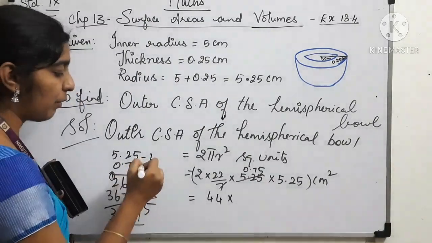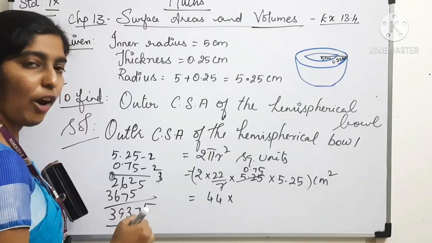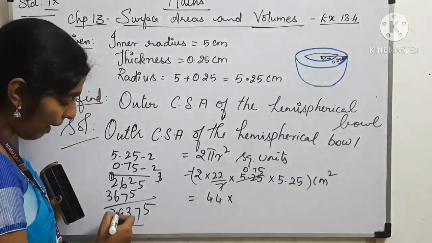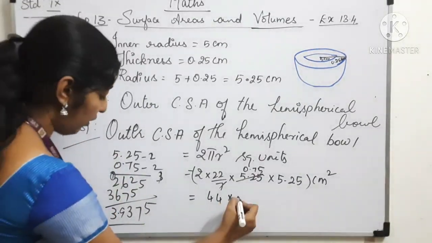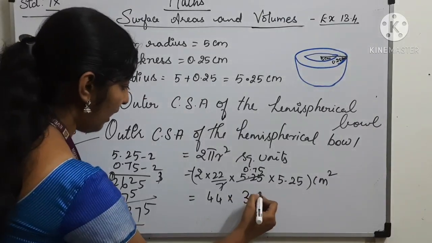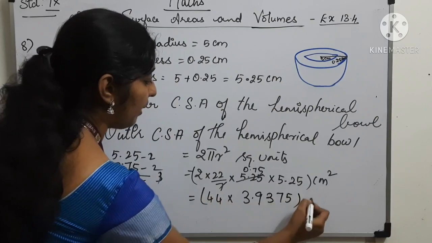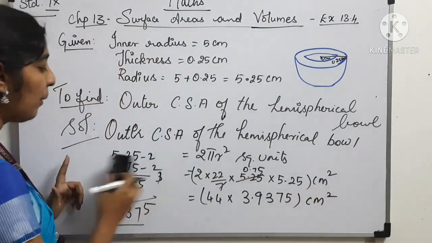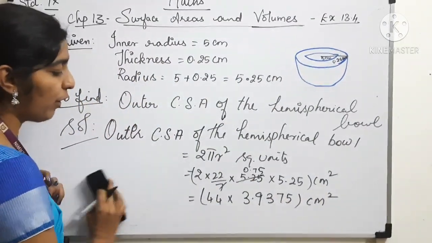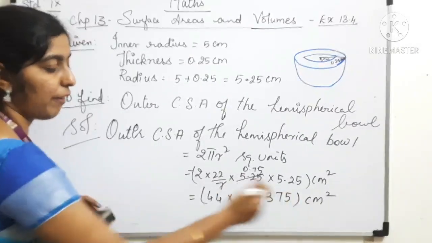So here after the decimal we got 2 places, and here 2 places. Totally how many places? 4 places. So from the back we can place the decimal, which is equal to 3.9375 centimeter square. Now we have to multiply 44 into 3.9375 centimeter square.